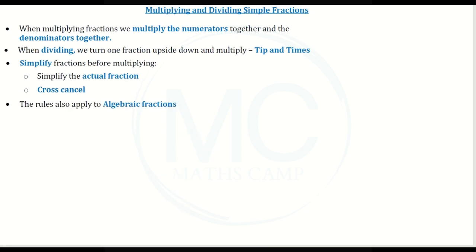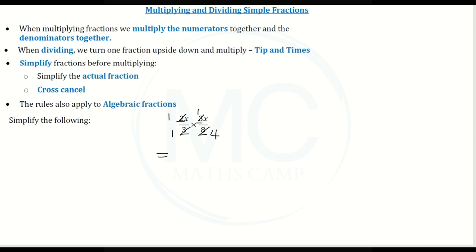Remember that these rules also apply to algebraic fractions. Let's look at an example: 2x over 3 multiplied by 3x over 8. We have 2 and 8. Divide by 2 and we get 1. Divide 8 by 2, and we get 4. Then we have 3 and 3. Divide by 3, this becomes 1. Divide by 3, and that becomes 1 there.